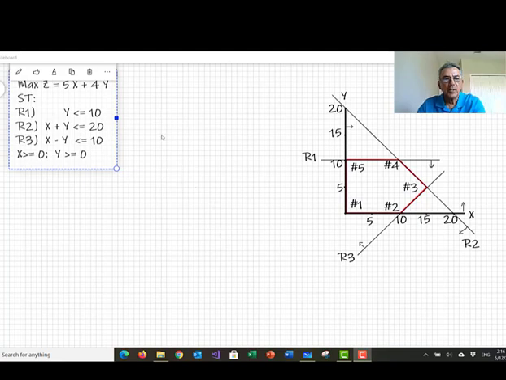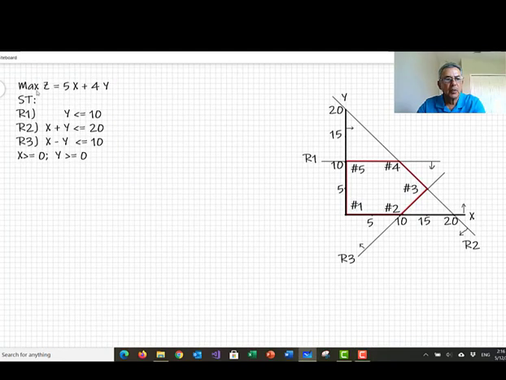So the example problem that I have selected is stated up here. It has two variables and three constraints plus the two non-negativity constraints. We want to maximize z equal to 5x plus 4y, subject to the first constraint R1, y less than or equal to 10, R2, x plus y less than or equal to 20, and R3, x minus y less than or equal to 10.